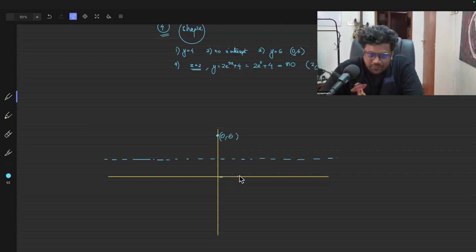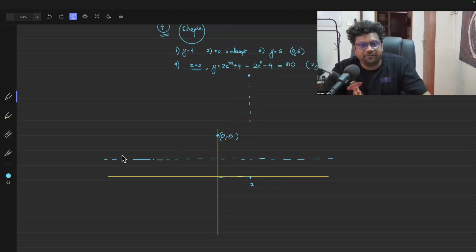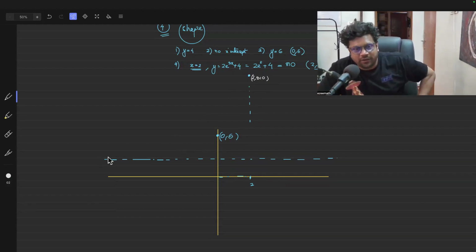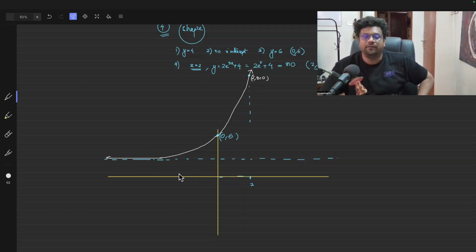And at x equal to 2, somewhere here, the curve, which is a very large value on y, maybe somewhere there it's going to be. Well, it's (2, 810), let's use a different color, somewhere there. So there it is. Your entire curve will look like it's about to meet this asymptote, go past through the y-intercept, and go up like that. There. That's your curve, y equal to 2e to the power of 3x plus 4.